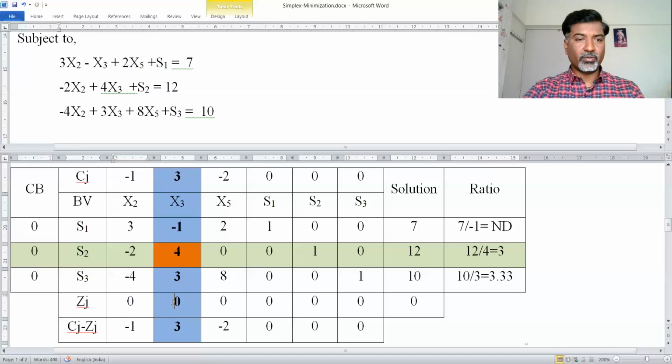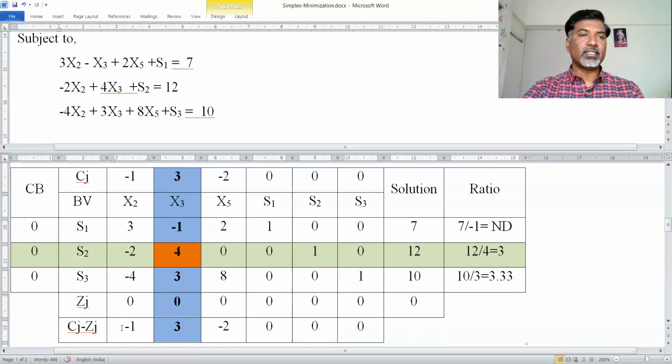Likewise, for this zj value, we have to multiply these values with the coefficients of the basic variables, that is the slack variable values, and we will get 0. So in this fashion you have to calculate all the zj values, by multiplying the column values with the coefficients of the basic variables.